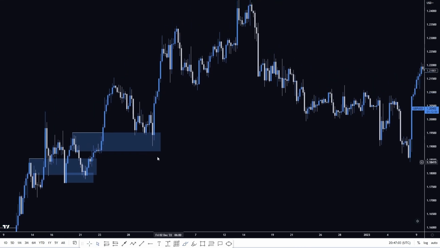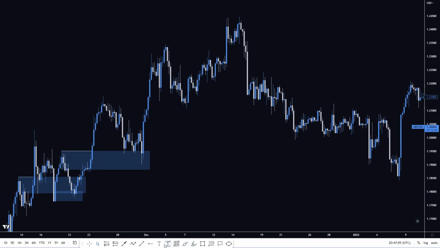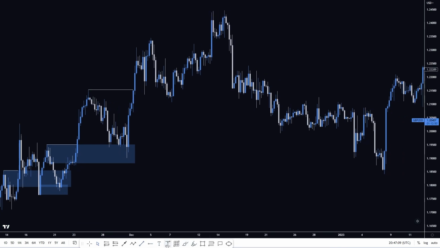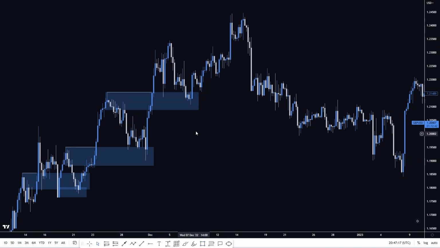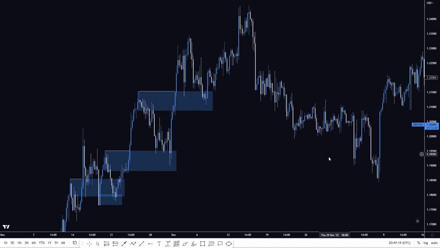So again, price then pushes up, and again we get a really nice breakout in here, a solid break to the upside in this area just in here, and then again we've got these areas of resistance, which have turned into areas of potential support.